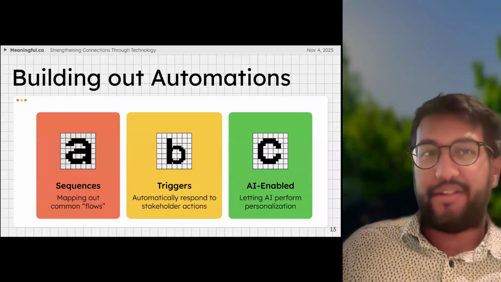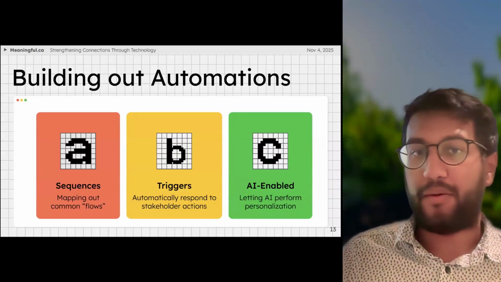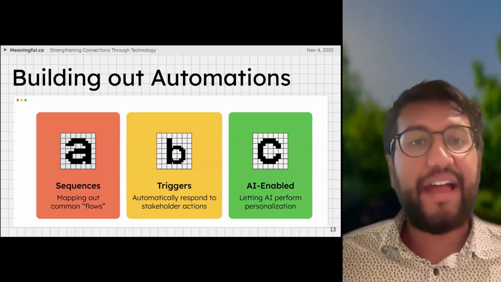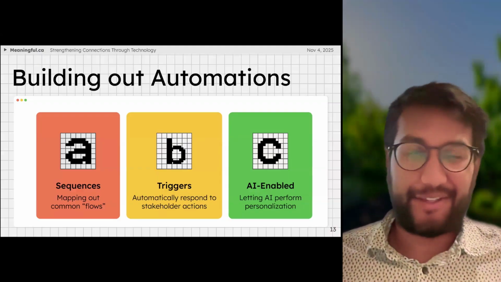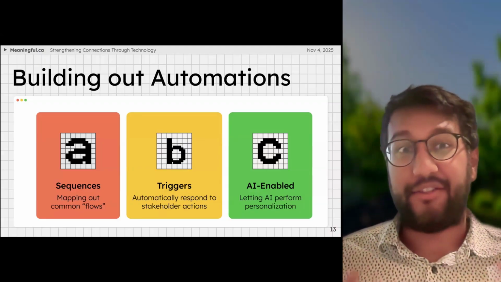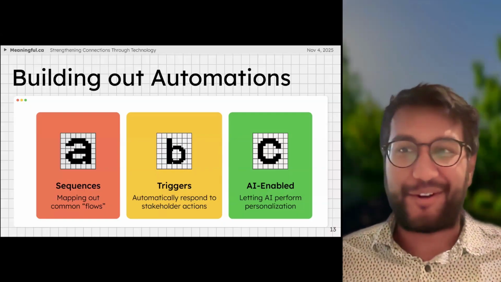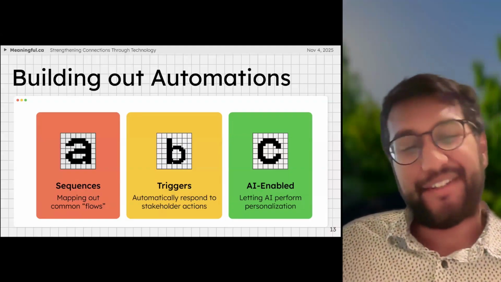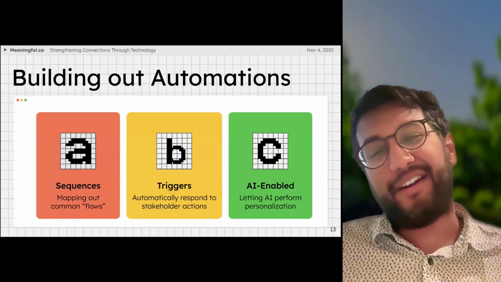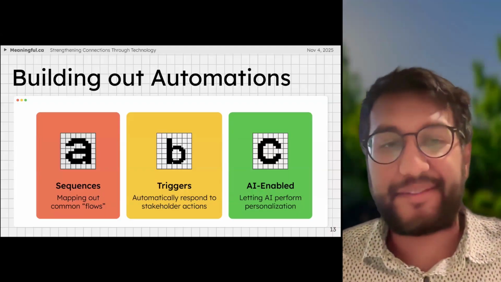And I'll talk a bit about building out automations, and feel free to throw any questions in the chat if you have any questions about what we talked about so far. But I'll talk a bit about those three categories of automations because I think it's really important to understand how we can actually build these automations in a way that makes sense and is not too complicated. So building out automations typically has three steps. The first is the sequence, then there's the trigger, and then now new to us is the AI-enabled automations.